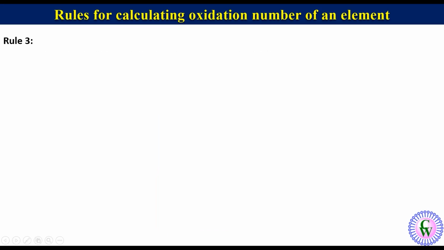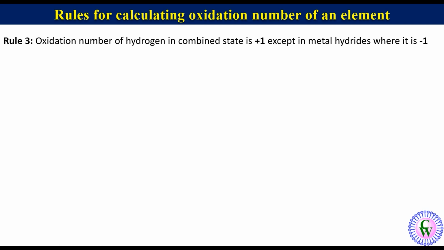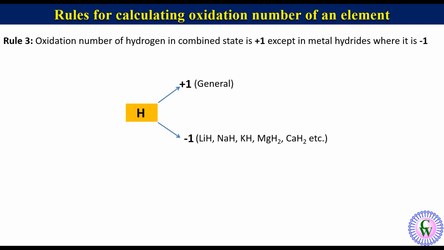Rule number 3. This rule is regarding oxidation state of hydrogen. Hydrogen can exhibit +1 and -1 oxidation states. +1 oxidation state is the general oxidation state of hydrogen. -1 oxidation state of hydrogen is found in metal hydrides like lithium hydride, sodium hydride, potassium hydride, magnesium hydride, calcium hydride, etc.